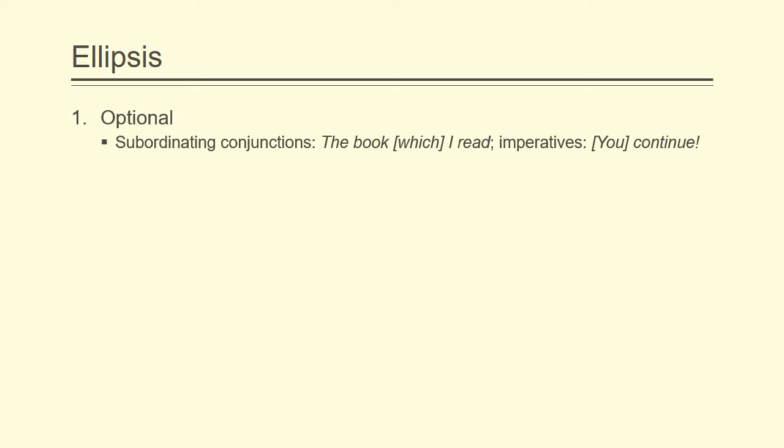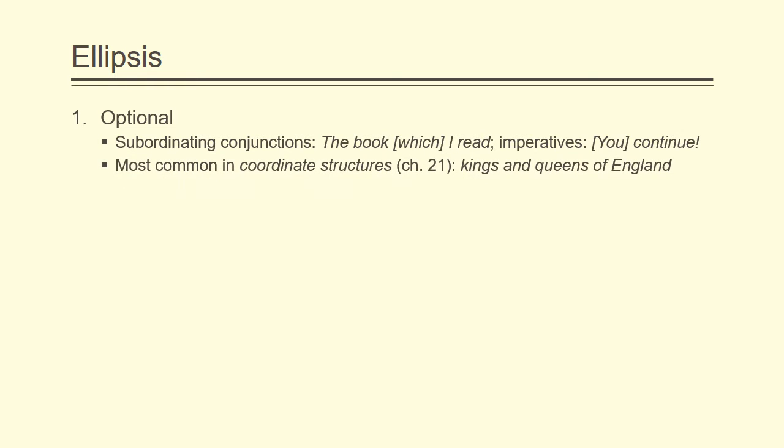Okay, so what is ellipses? First of all, we can distinguish between two different kinds of ellipses, the first of which is optional. So optional ellipsis often involves things like subordinating conjunctions, as in the book which I read, which can become the book I read, and also in imperatives. So for example, you continue normally becomes just continue. It's most common in coordinate structures, which we studied in chapter 21.